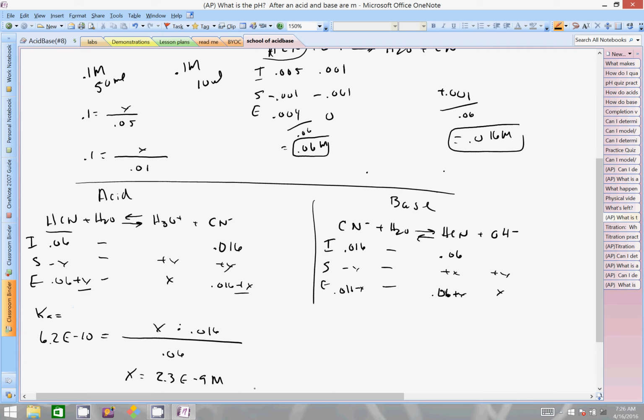It's 8.6, notice, so basic. Okay, so in this case, how could I possibly be basic? It turns out that the base here is stronger than the acid. Even though I have a higher concentration of the acid, the base is much more effective at pushing towards products, ever so slightly. So it's a very weak acid in this case.